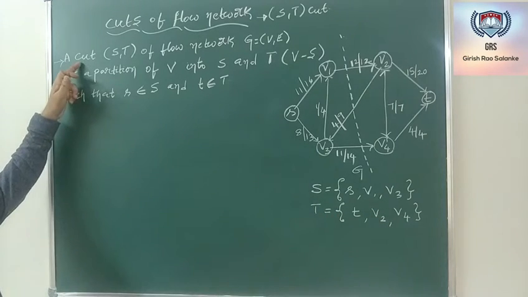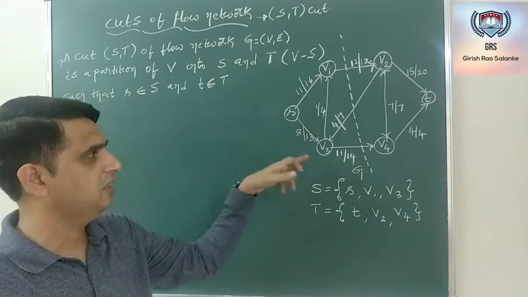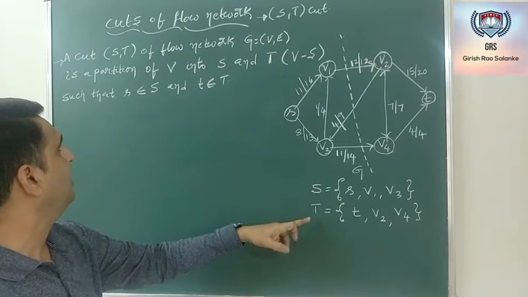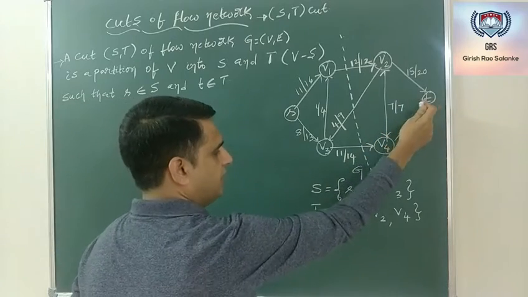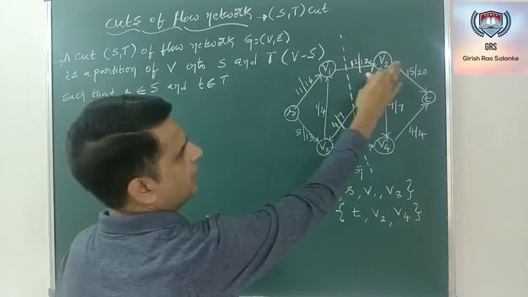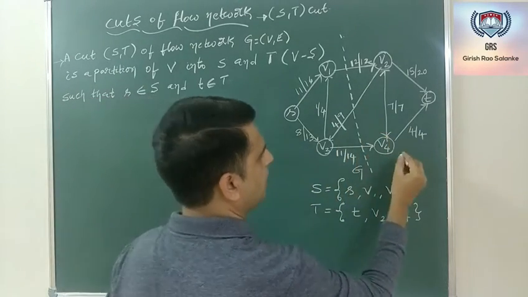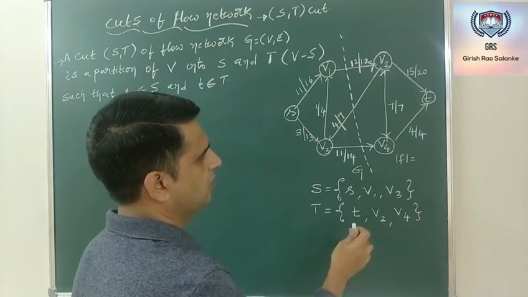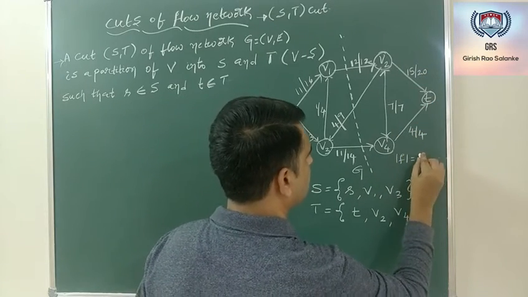I repeat, a cut ST of a flow network G is a partition of all the vertices V into two subsets denoted S and T, such that the source vertex belongs to S and the sink vertex belongs to T. Now, on this particular graph, I have already calculated the max flow. What is the flow on this network? We denote the flow with this value. The flow of this network is 15 plus 4, which is 19.